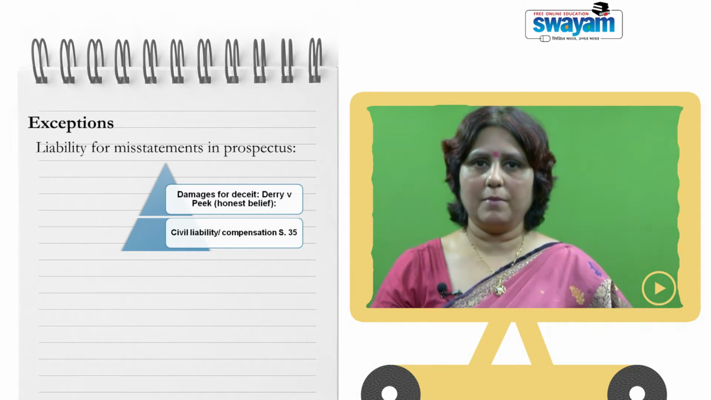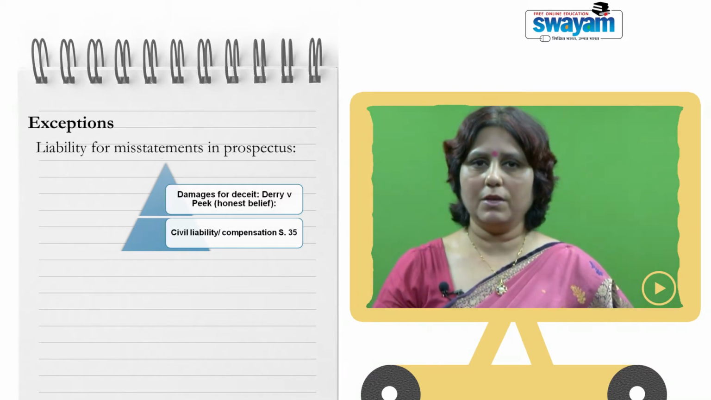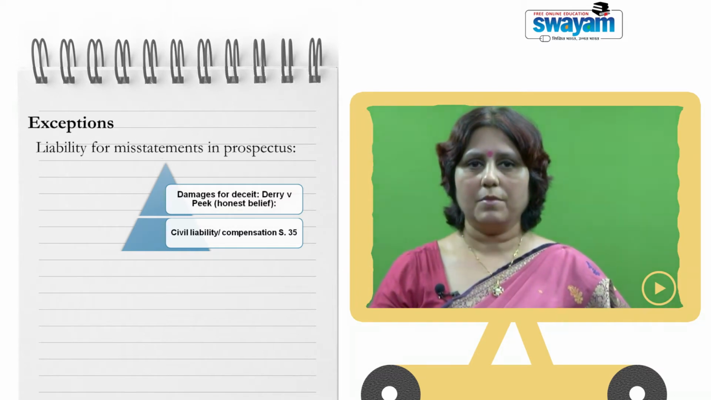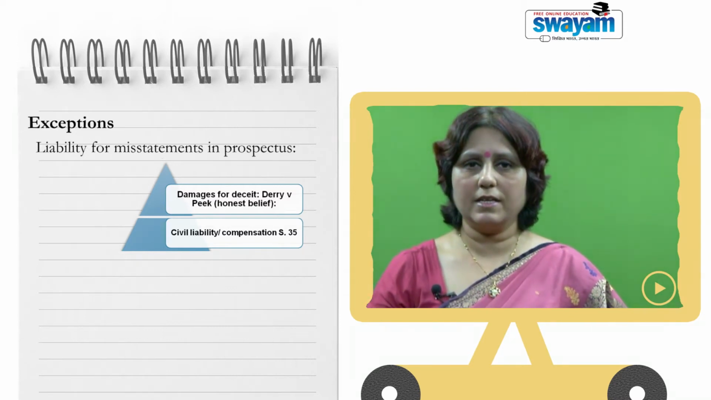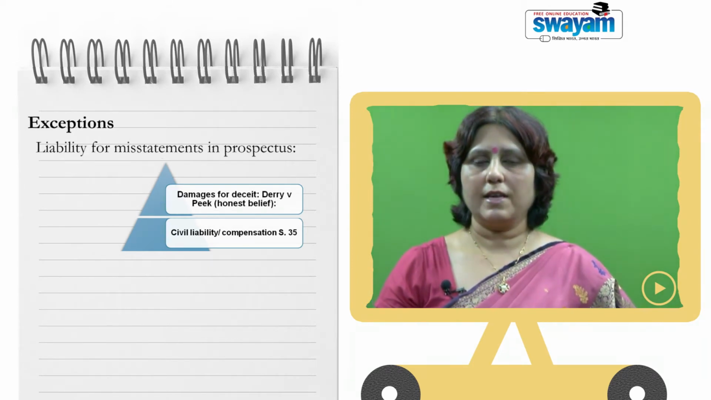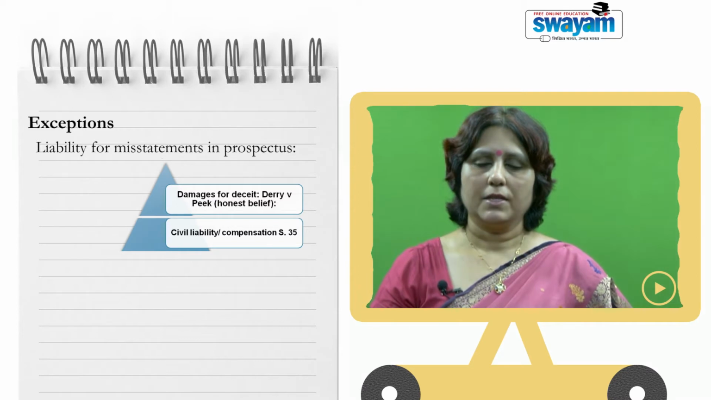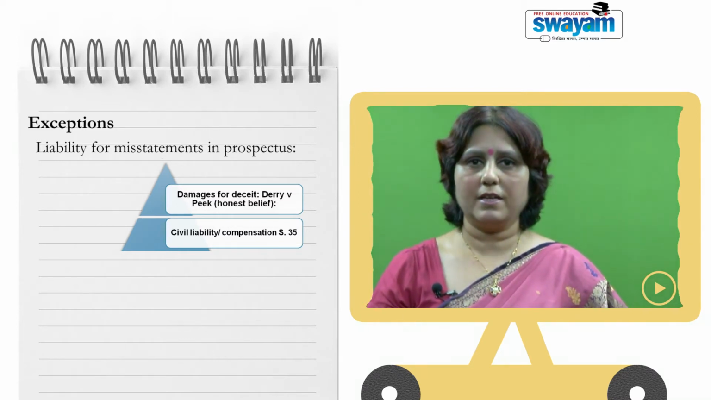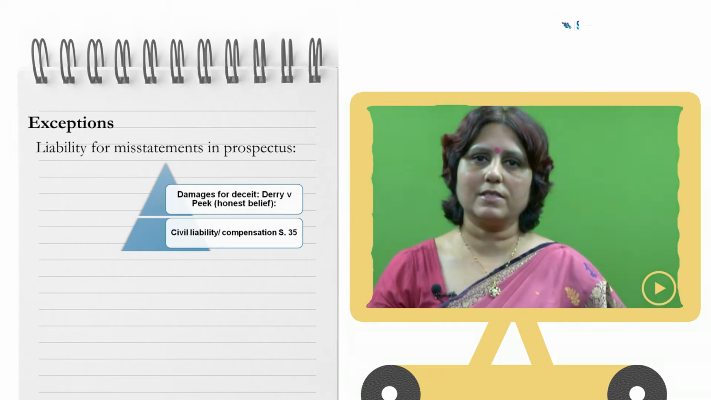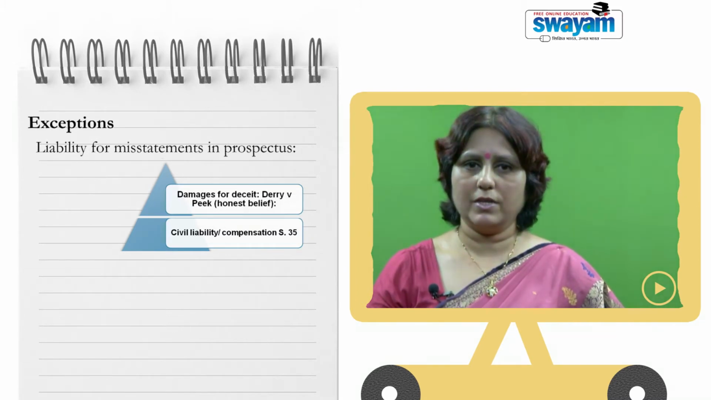So, every director of the company, every person who authorized himself to be named as a director of the company, every promoter of the company who is named as promoter in the prospectus, and every expert who has consented to give an expert opinion on the prospectus, all four of them will be held liable to compensate the shareholder who has suffered loss due to the false statement, and their liability will be joint and several liability. So, this is how the problem which was created through the decision of Derry versus Peek was overcome by putting this section of compensation under section 35 of the Companies Act.